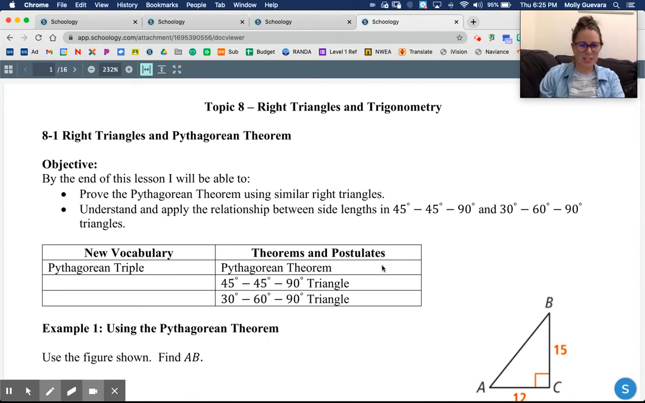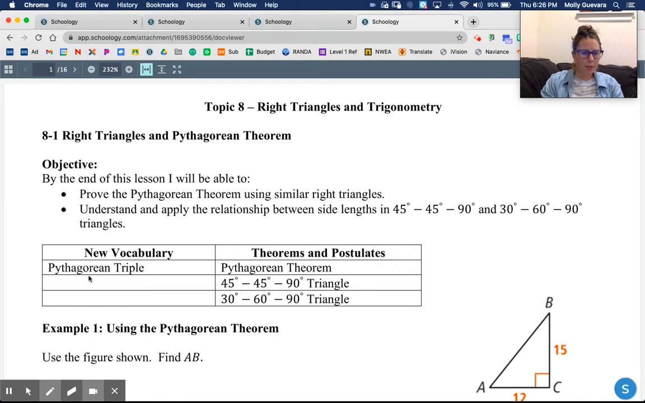We are doing unit or topic 8, which is all about right triangles, and we're going to introduce trigonometry, which is super fun. So 8.1 is just a nice little review of right triangles and the Pythagorean theorem, but we're also going to introduce these new things and new characteristics of our 45, 45, 90 triangles, right triangles that have two 45-degree angles, and a 30, 60, 90, so a right triangle that has 30 and 60-degree angles.